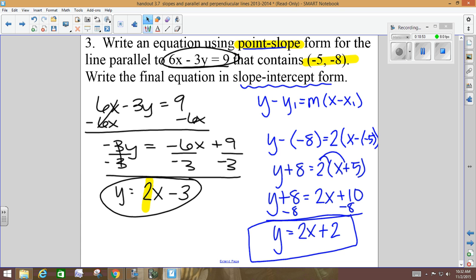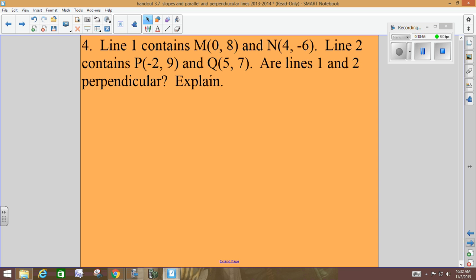Okay, number 4. Line 1 contains points M and N, and line 2 contains points P and Q. They want us to decide if these lines are perpendicular. Well, what do I have to figure out about the lines? They're what? Slopes. Find the slopes of the two lines. You can do it two ways. You can graph it, or you can use the slope formula like we did on number 2. Try it here on your own.